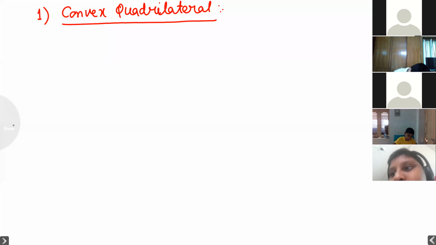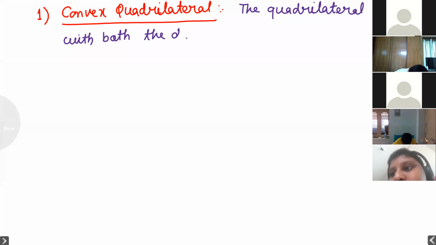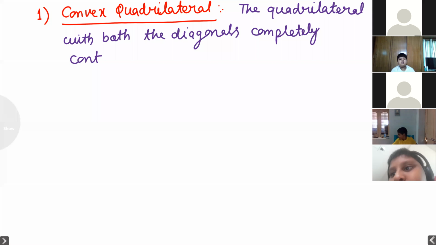The quadrilateral with both the diagonals completely contained within the figure.